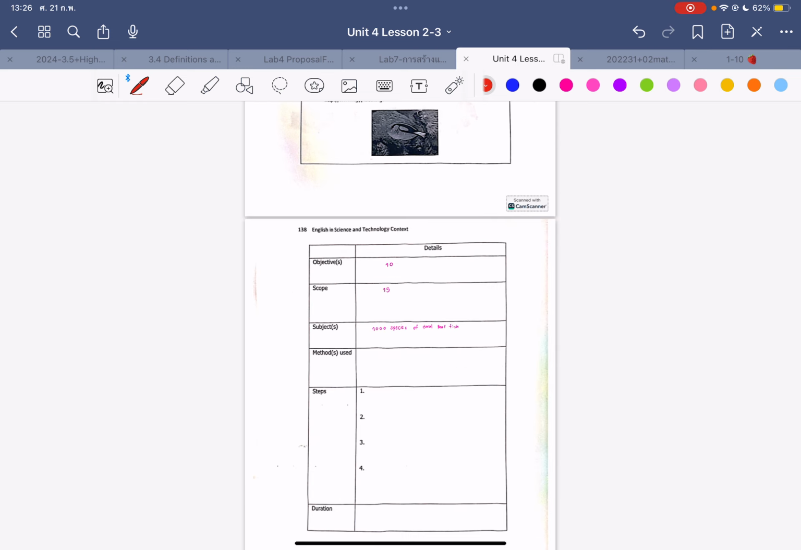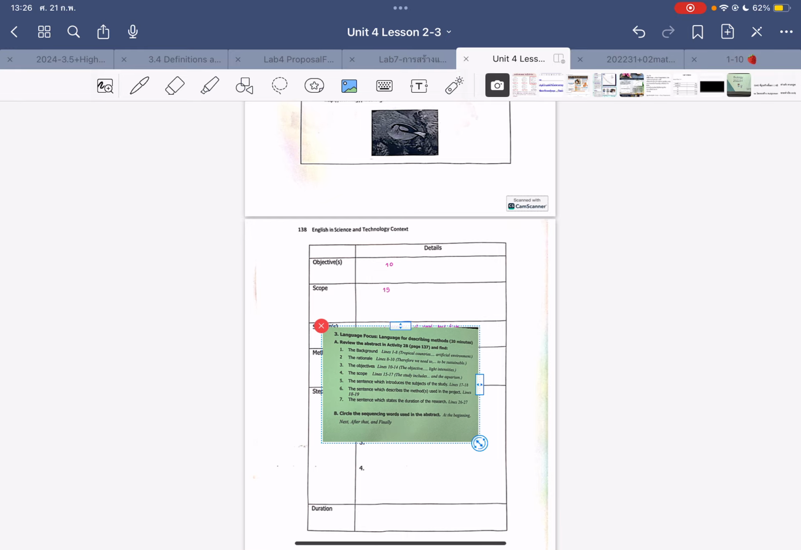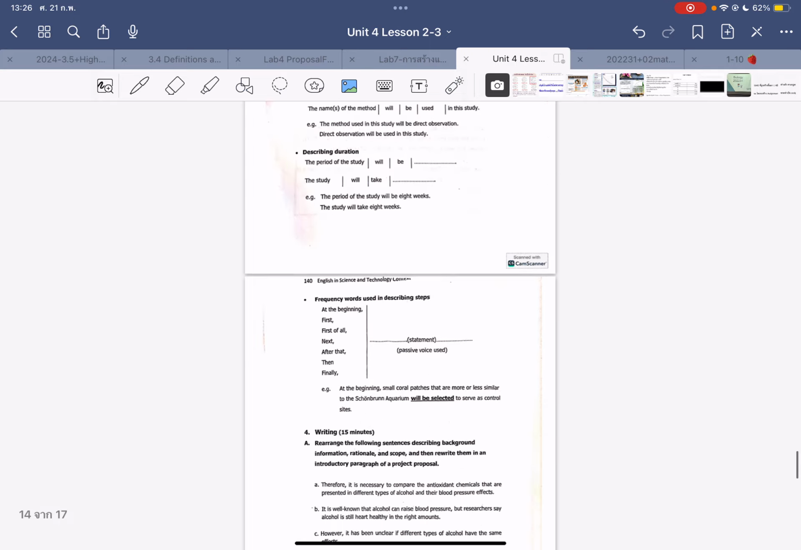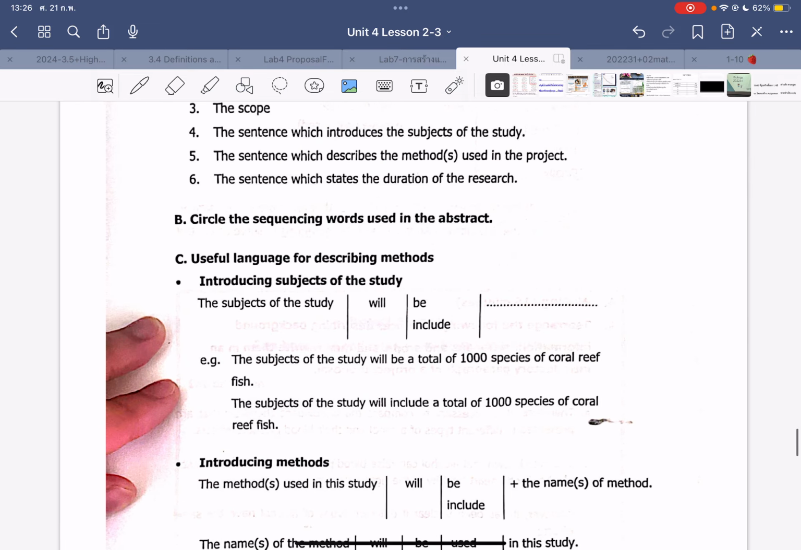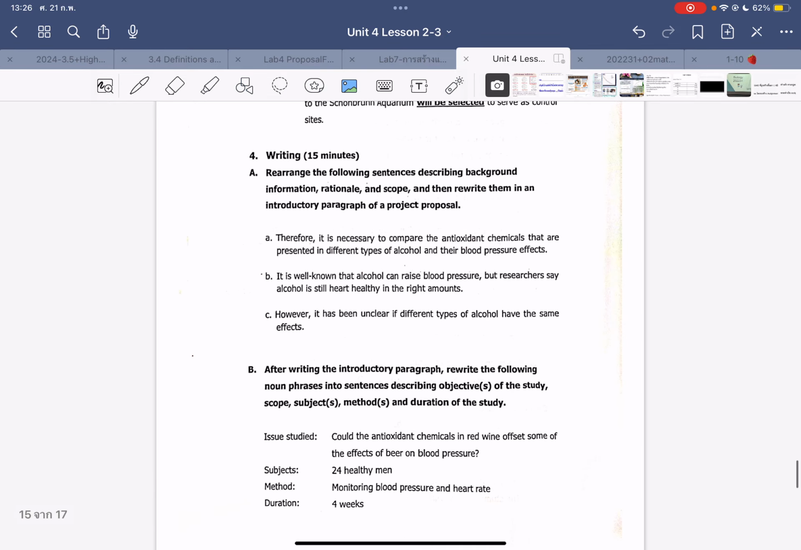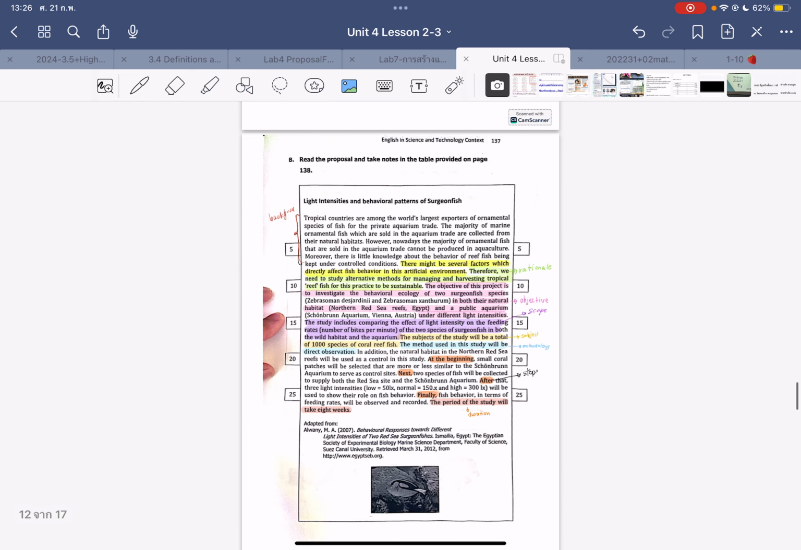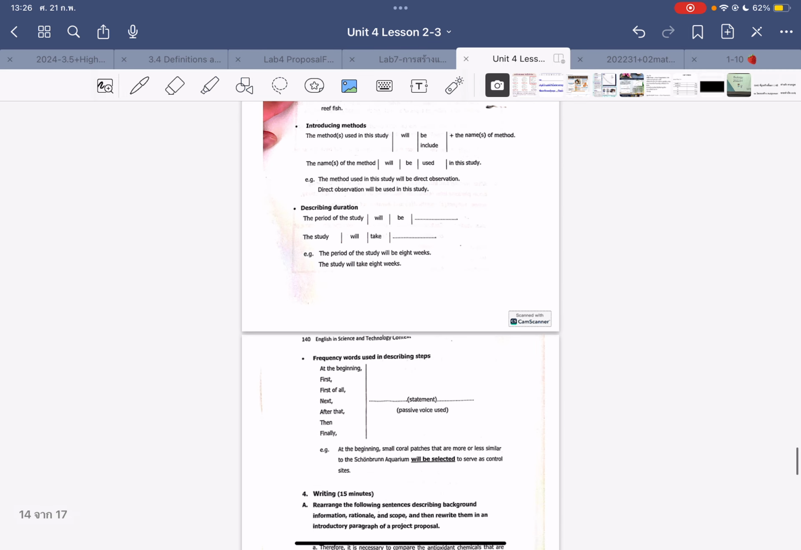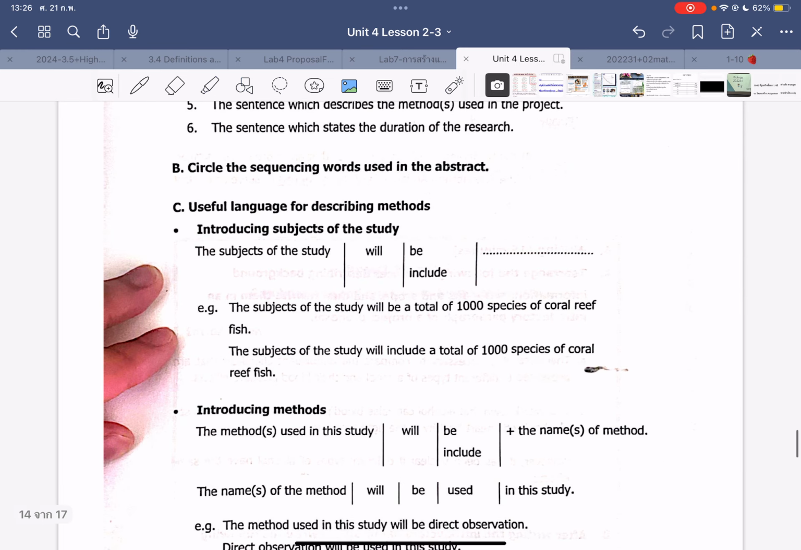Now, you see sequencing words. You find sequencing words like at the beginning, next, after, and finally. So normally, where do you find these sequencing words? In a proposal, where will you use the sequencing words? Steps. Right, when talking about steps, for example, first some small coral patches will be selected. Second, 2 species of fish. Thirdly, 3 light intensities.